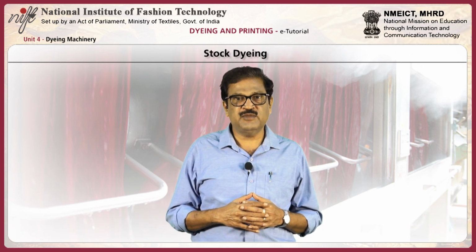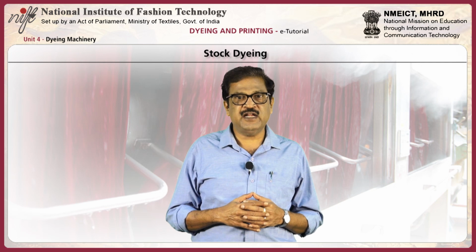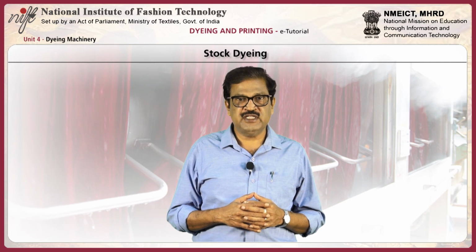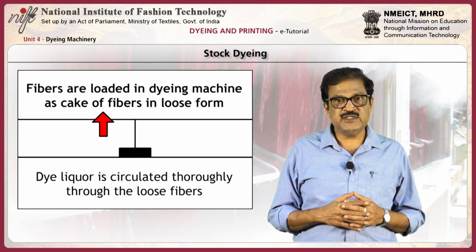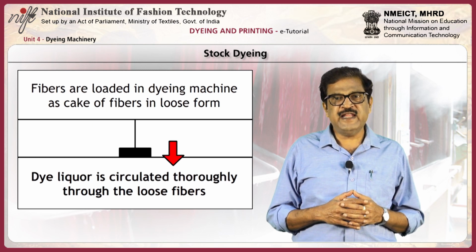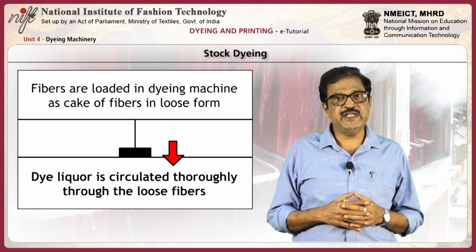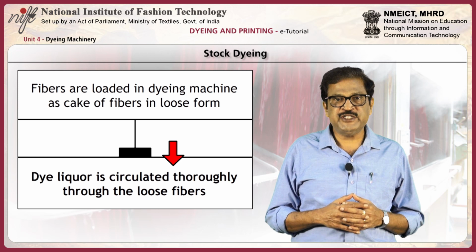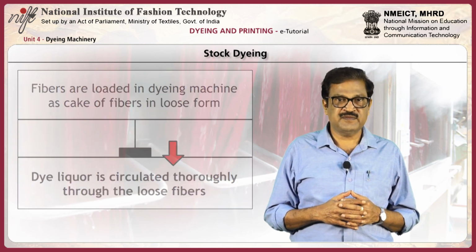First, we will discuss coloration at fiber stage. Coloration at fiber stage is called stock dyeing. Stock dyeing is carried out at fiber stage. In this case, the fibers are loaded in the dyeing machine as a cake of fibers in loose form. Dye liquor is circulated thoroughly through the loose fibers, thus enabling better penetration of dye through the fibers.